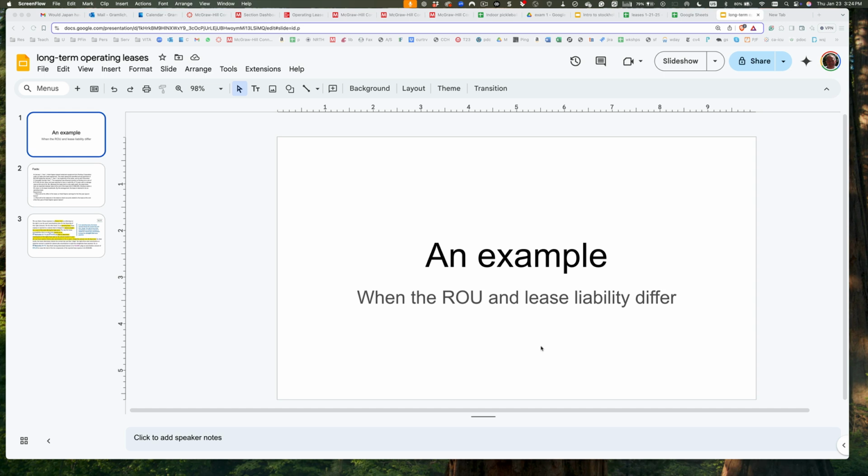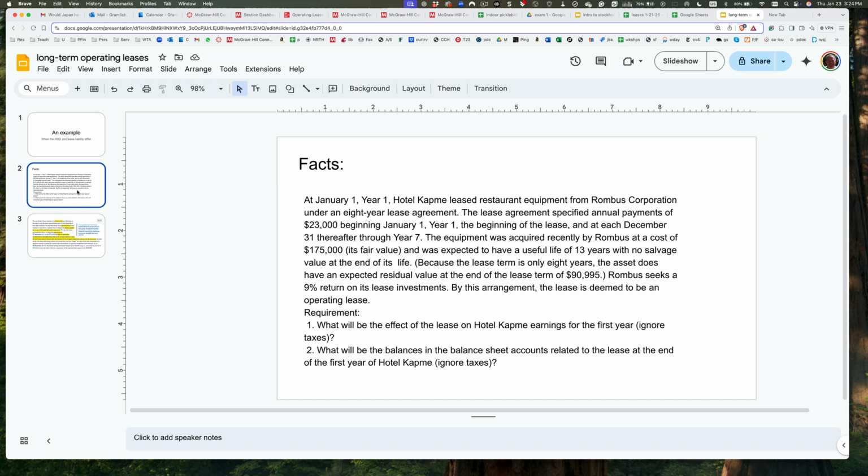All right, this is an example when the right of use asset and the lease liability differ. And it turns out that this happens sometimes. Normally they go together over time, but they don't always follow exactly. So what we're going to do is take a look at this example. Let's walk through it.